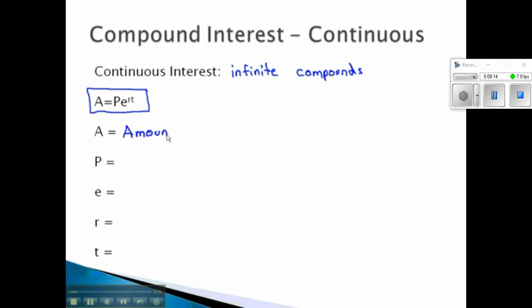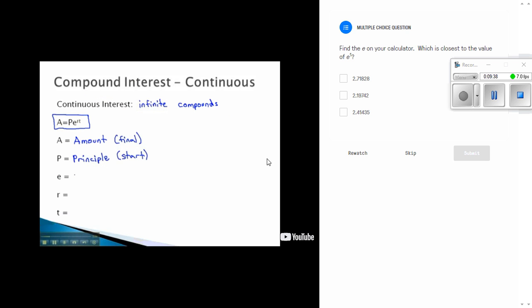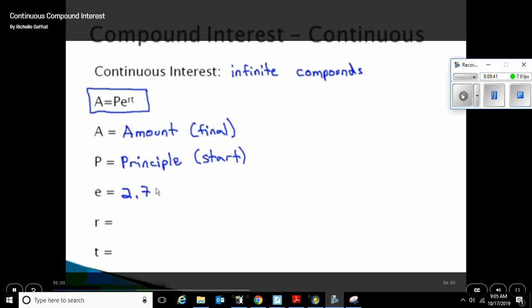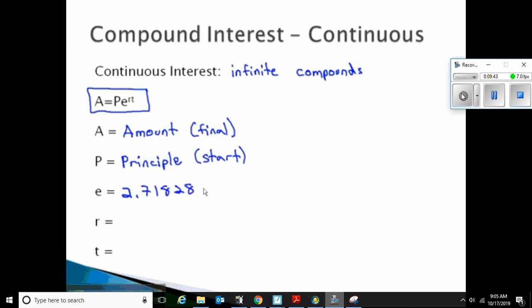A stands for the final amount in the account, and P stands for the principal, which is the fancy bank word for the starting amount. e, this new variable, is actually a constant. Similar to recognizing pi as 3.14159, we can recognize e as 2.7182828459045, and going on with no pattern or repetition.